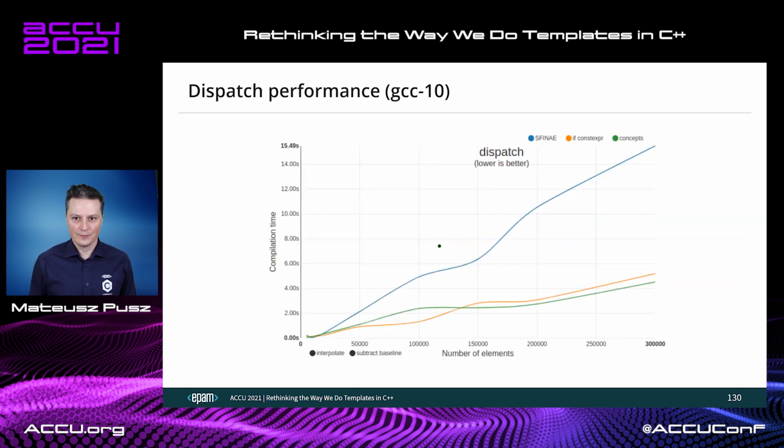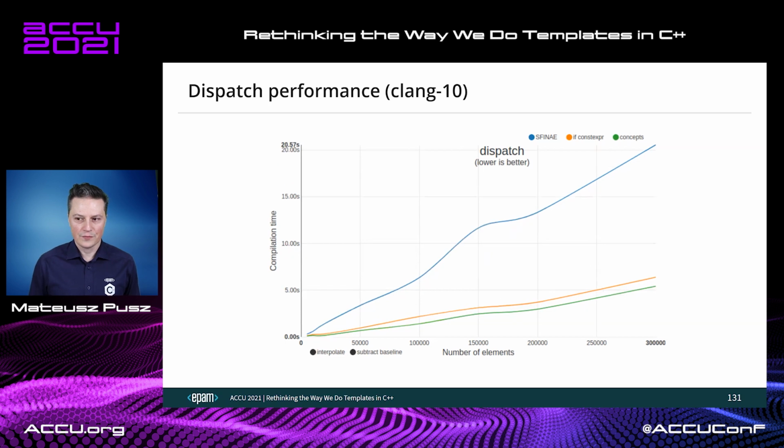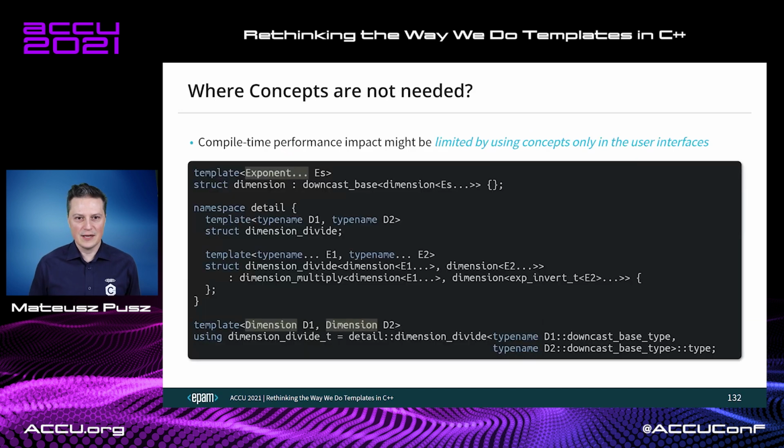On GCC 10, SFINAE is this one. If concept and concept are here. Notice that concept and if concept have exactly or really similar performance characteristics, way better than SFINAE. On Clang, similar results. From my experience, you can also improve a bit performance if you skip concepts usage in some cases.